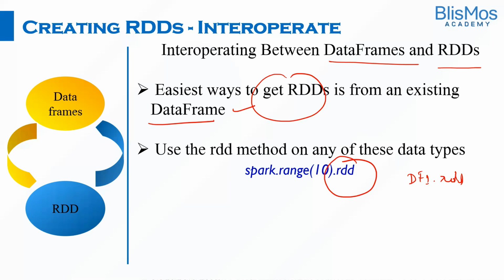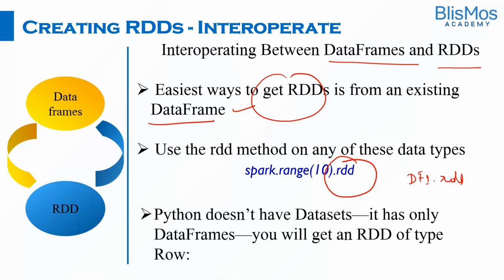Yes, it is. One more important thing here is, as we already discussed, Python doesn't have data sets. It has only data frames. That's the reason whenever you create an RDD from a data frame, you will get a type Row. We have already indicated what type Row is in our earlier classes.